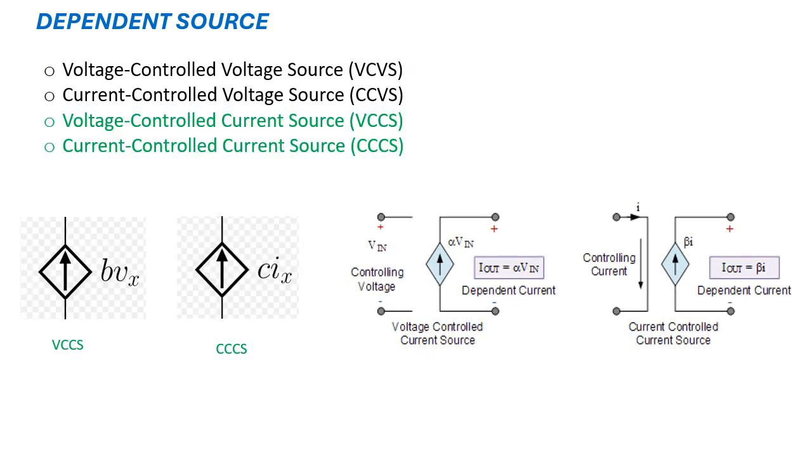Finally, let's consider the remaining two dependent sources, the voltage controlled current source and the current controlled current source, or VCCS and CCCS. These are current sources because each of them has arrows inside. And since they are represented by a diamond, they are dependent sources. Same pattern as the VCVS and the CCVS.